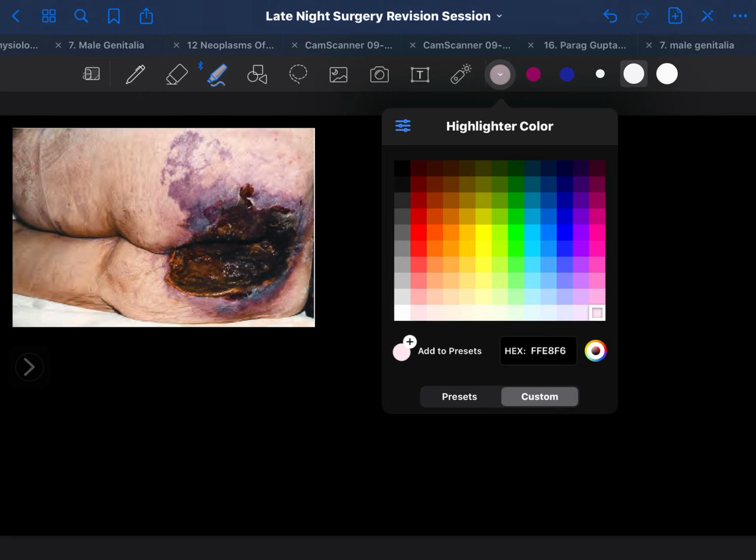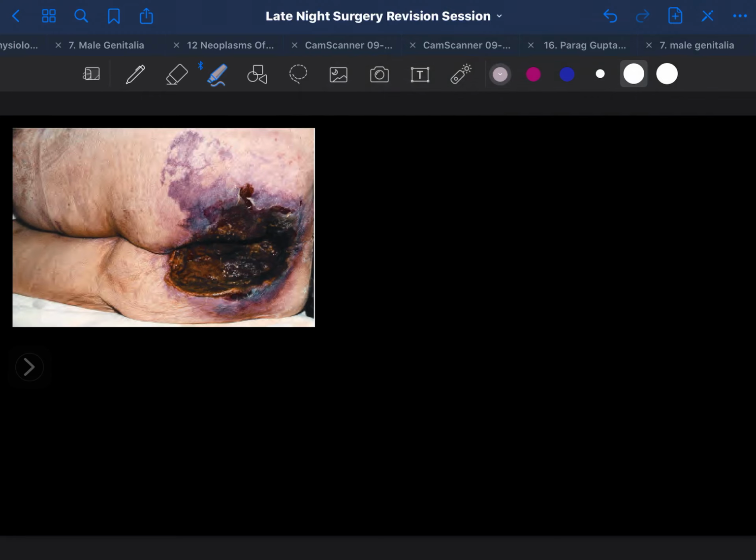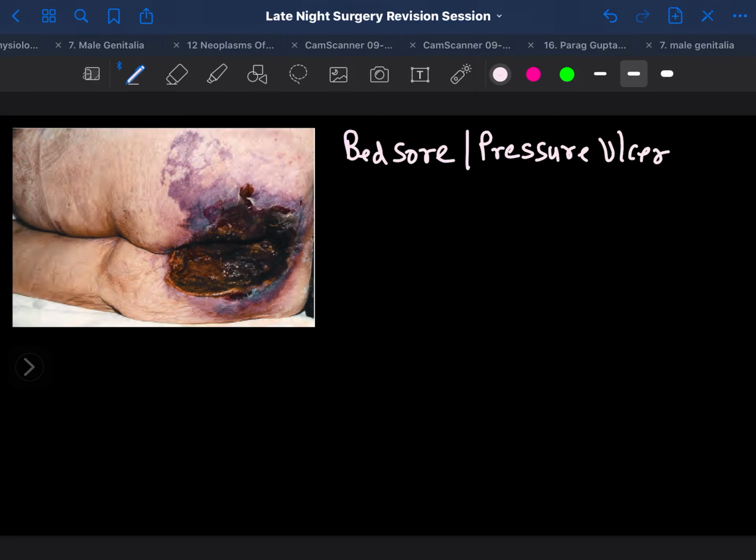What you're basically seeing over here is a patient who is suffering from bedsore. Okay, so let us talk about this bedsore. Bedsore is also referred to as a pressure ulcer, or a trophic ulcer, whatever. So that is what is called a bedsore.